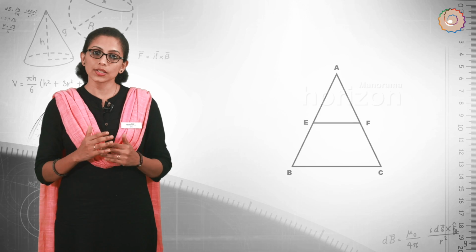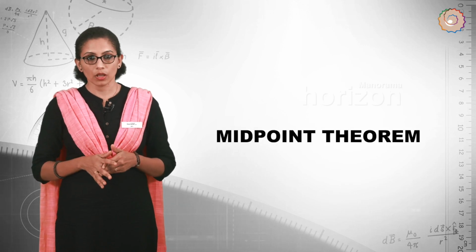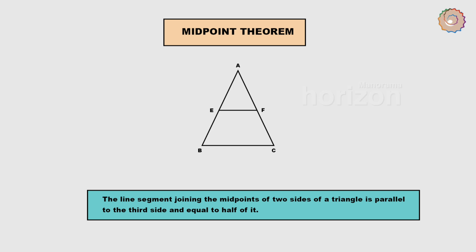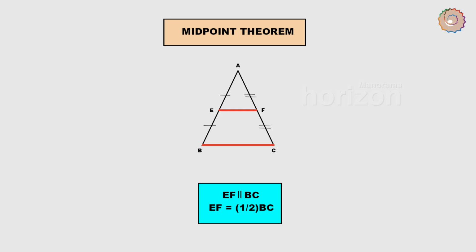So, you arrive at the so-called midpoint theorem. The midpoint theorem states that the line segment joining the midpoints of two sides of a triangle is parallel to the third side and is equal to half of it. That is, EF is parallel to BC and EF is equal to half of BC.